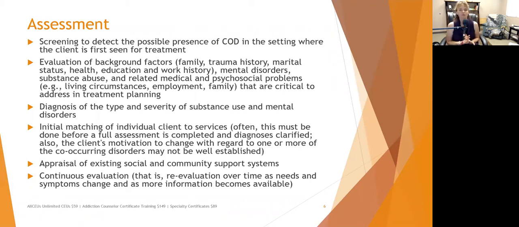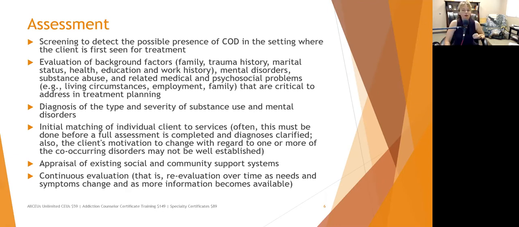Often this must be done before a full assessment is completed and diagnosis is clarified, because assessment is not a one-time thing. It's an ongoing process. Clients aren't going to meet you and tell you every deep, dark secret they've ever had in the first hour. It just ain't going to happen. So assessment is ongoing as the person's condition unfolds. We do want to pay attention to what's going on. But during this initial assessment, we're getting an idea of what the main presenting issues or symptoms are, their motivation to change with regard to one or more of those symptoms, and moving on.